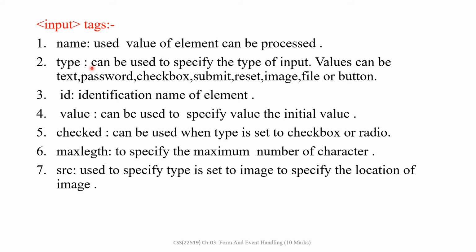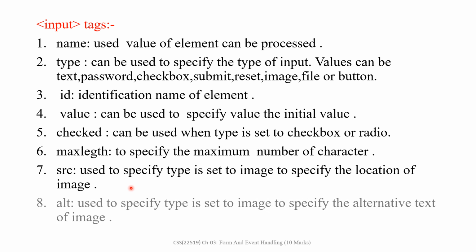Then maxlength, to specify the maximum number of characters. SRC. It can be used when the type is set to image, to specify the location of an image. SRC is used for getting the path of that particular image. Then alt is used when the type is set to image, to specify the alternative text of the image.